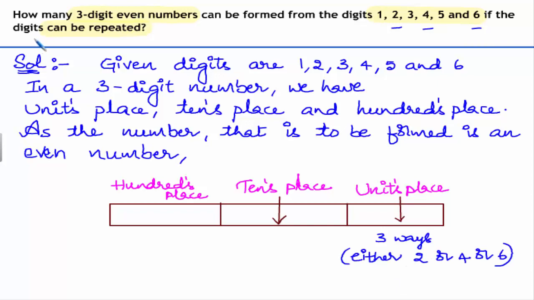Since it is given that the repetition of the digits can be allowed, the tens place can be occupied by any of the given 6 digits in 6 ways. Since there is no restriction on hundreds place, this hundreds place can be filled in any of the given 6 digits in 6 ways.